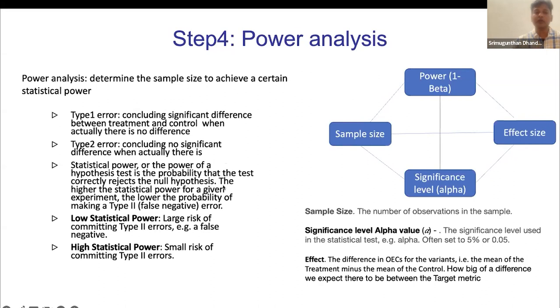And the statistical power is basically, when you have higher statistical power, you will have low type 2 error. So how much type 2 error you are willing to tolerate, that determines your statistical power of the test. Normally you can set 80% or something like that. And then with these three quantities, you can come up with the sample size that you will require.